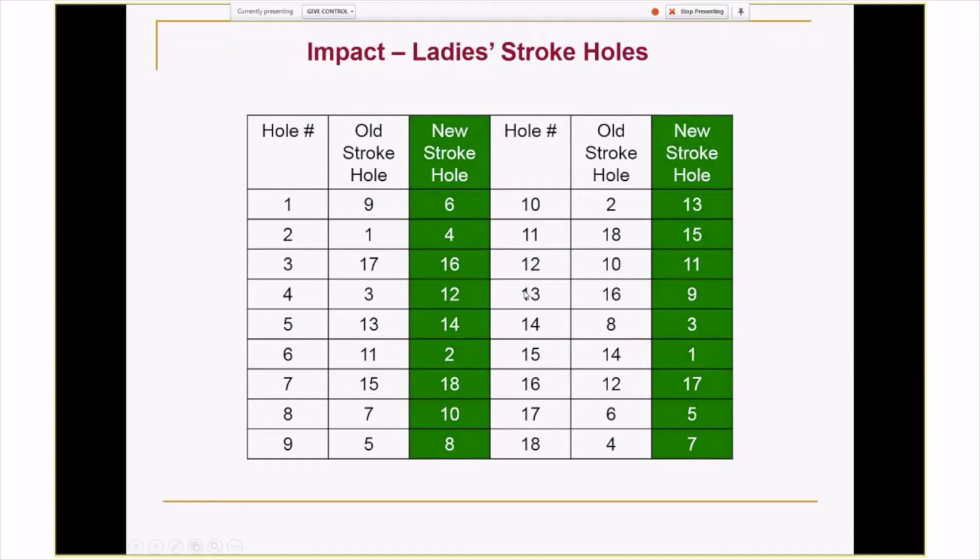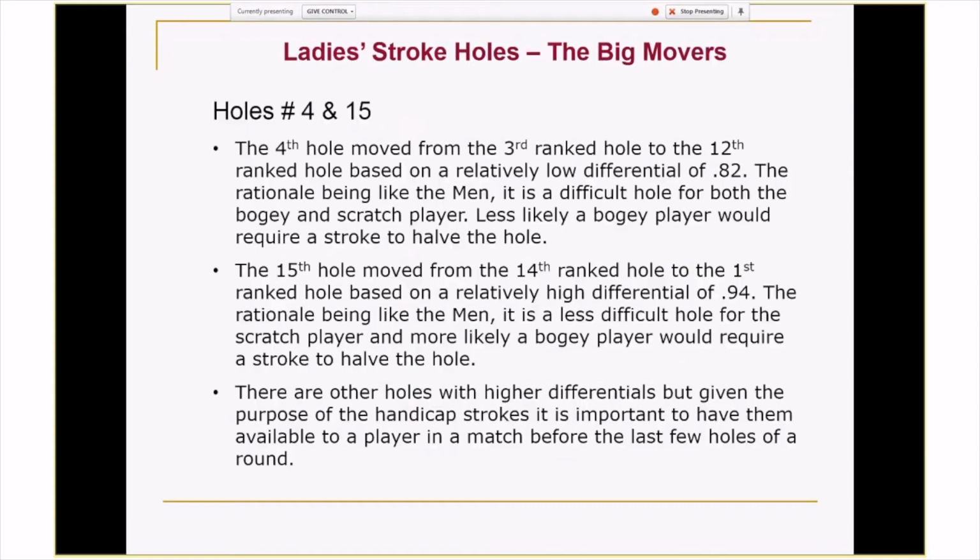When we look at our ladies' stroke holes there, again, we can see the old stroke hole in the first column and the new stroke hole in the third column. Big movers for our ladies. Again, hole number 4. I think we can all agree that the 4th hole is a difficult hole and less likely that a player would need a stroke. And number 15, moving from our 14th ranked hole to the 1st ranked stroke hole.